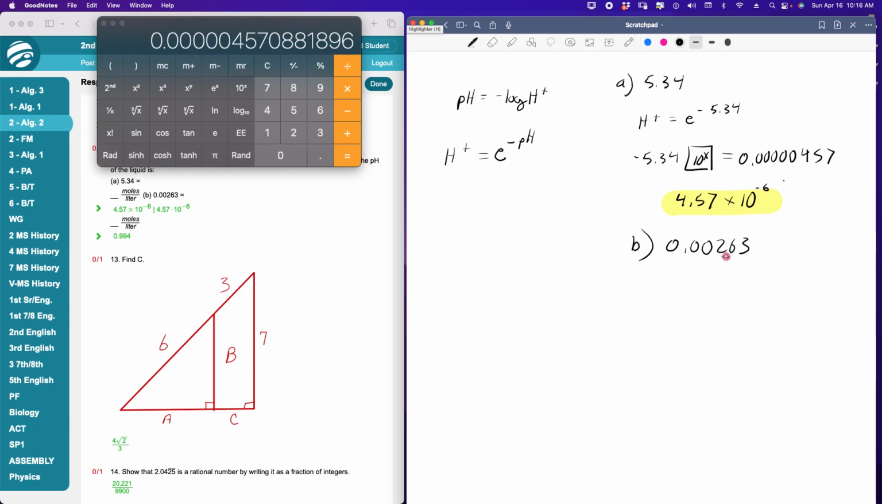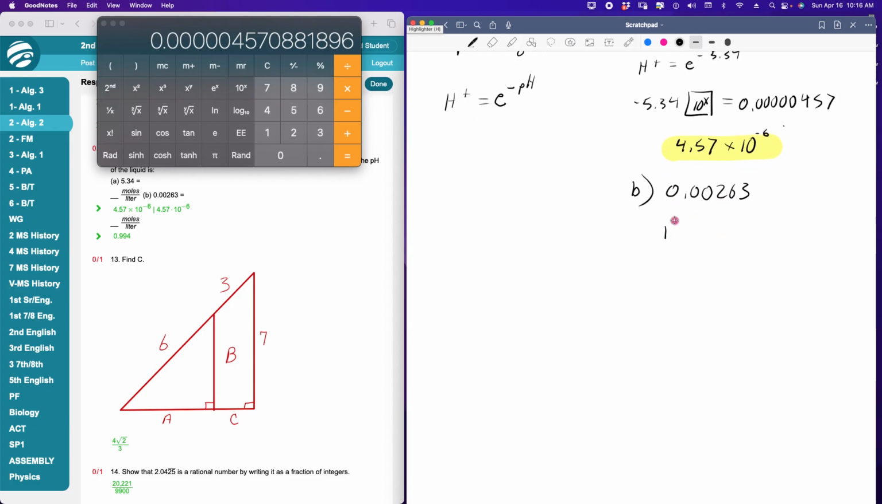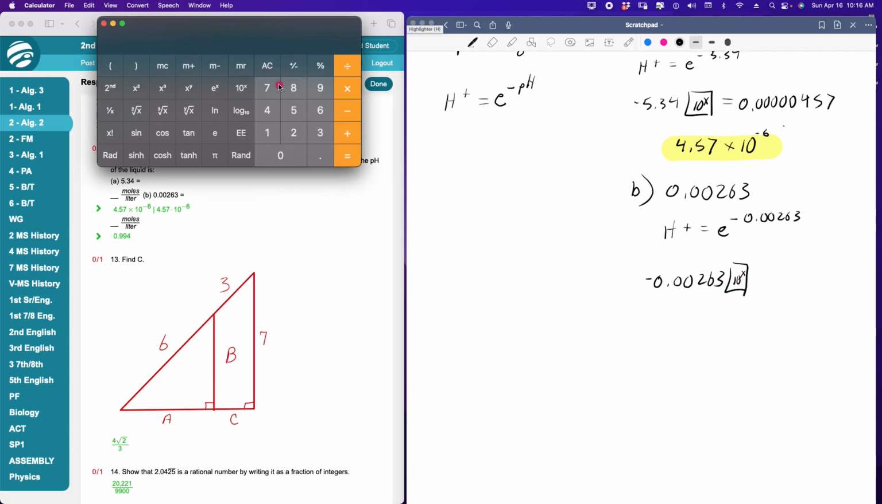0.00263, right? So we write it as H plus is equal to E to the negative 0.00263. So we take negative 0.00263 and we put our 10x key, right, in the calculator. 0.00263 negative, hit the 10x key, and we get almost 1. We get 0.9939.